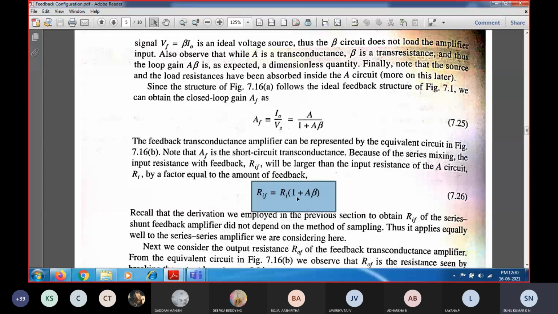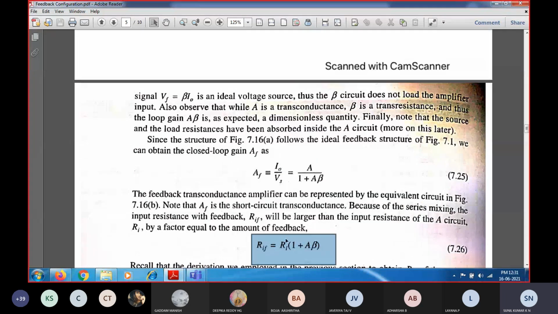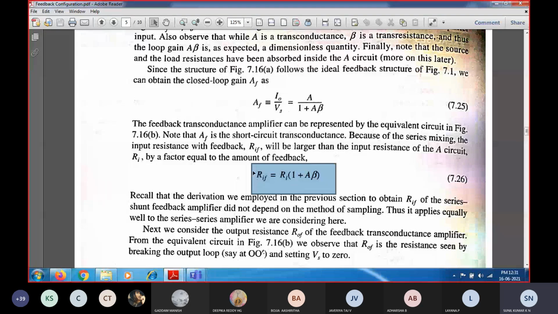So input resistance with feedback, you have to write the same. Here they have generally given it directly, since in the previous we have derived this expression, so there is no need of deriving again for this one. So I am just utilizing the expression as it is.